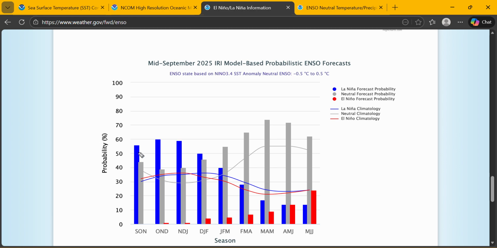We have a probability of maybe getting a little bit into a stronger La Nina. Wait, let's see. This was actually September, October, November. So this is us currently. We're in a neutral ENSO.